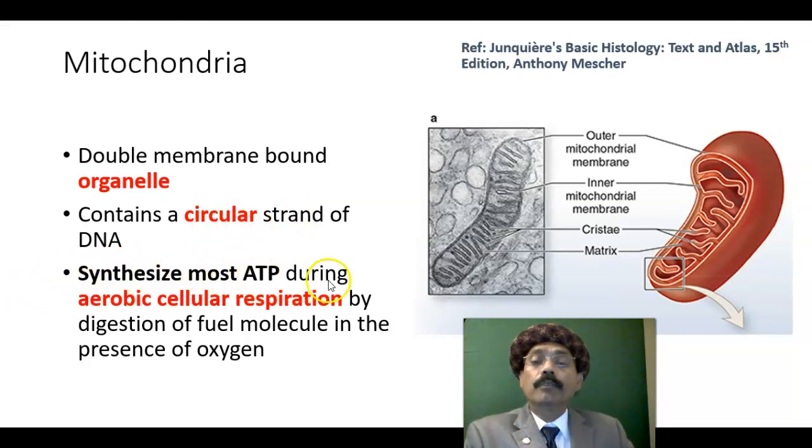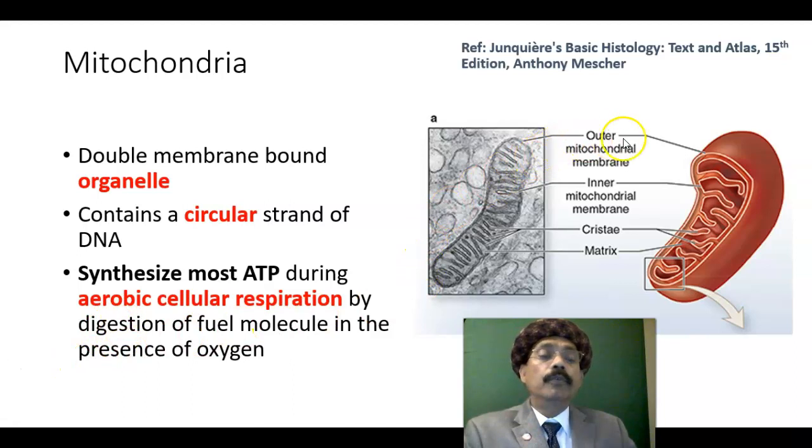It synthesizes most ATP during aerobic cellular respiration by digestion of fuel molecules. From carbohydrate we get pyruvate that will be converted into acetyl coenzyme A, and from fat we get acetyl coenzyme A by beta oxidation, and that will ultimately be converted into ATP by the Krebs cycle.